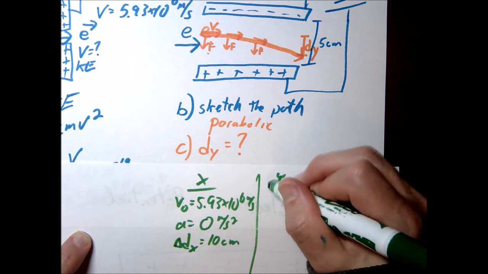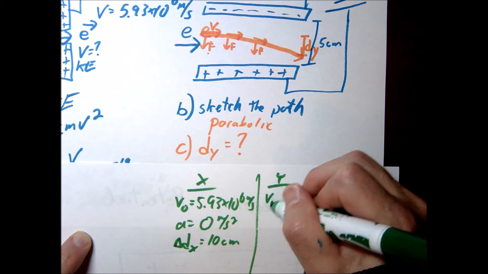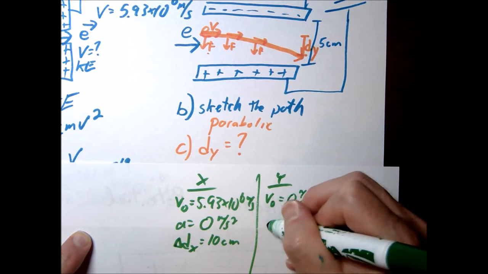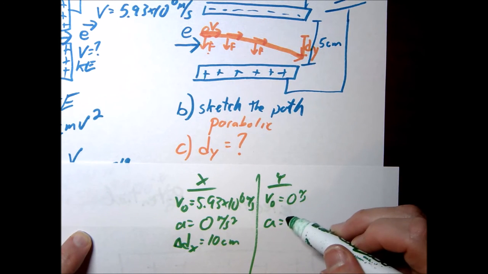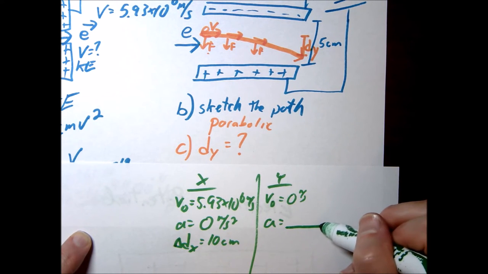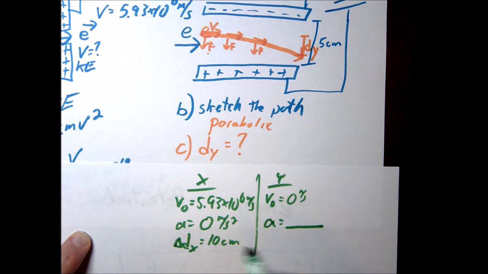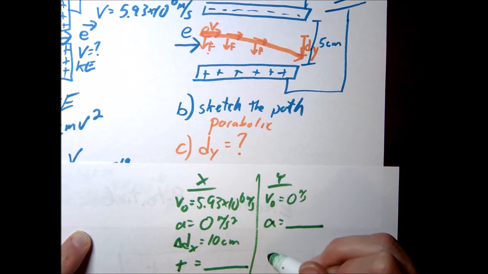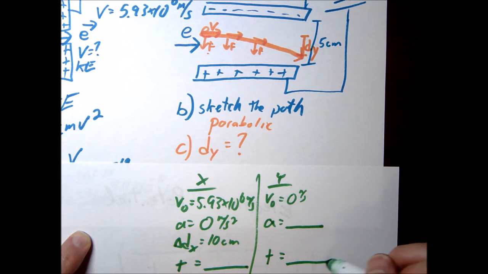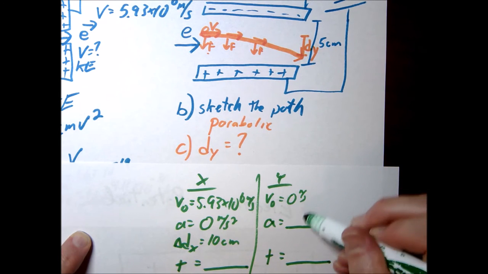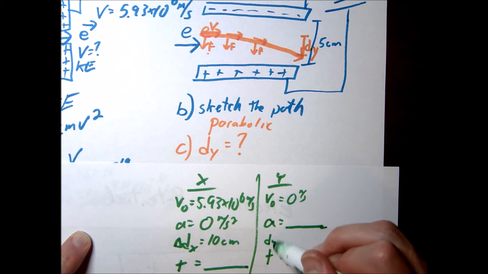So I'm going to finish this up on the y side. Our v initial is going to be 0. Our acceleration, well, we do need to calculate this. So it is possible to calculate. I'm going to leave it blank for now. Hopefully you notice what we're really going to do is solve for the time here. And then we know that time is the same over here. And once we get the acceleration, we should be able to find our dy.